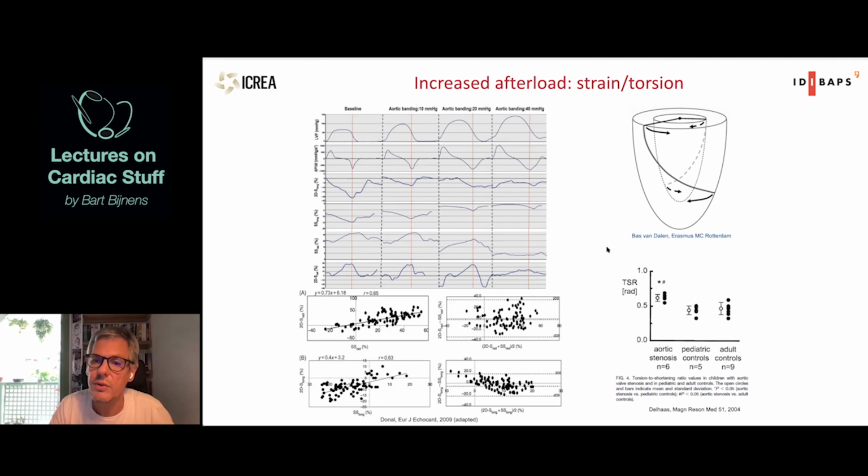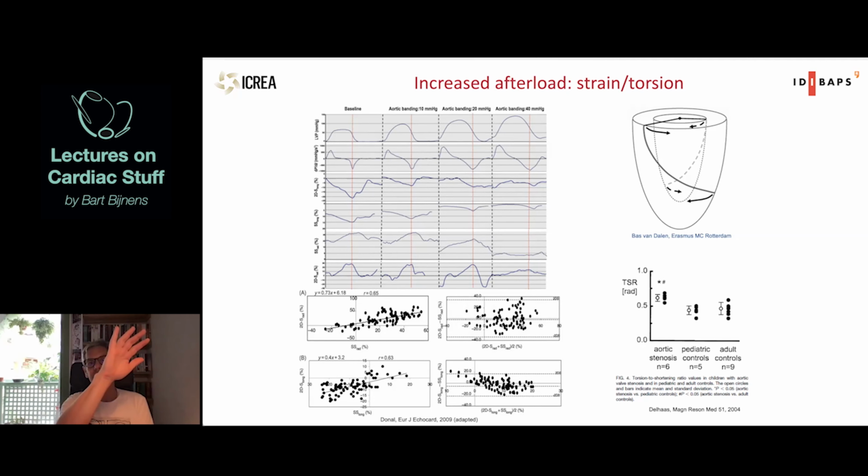Now, interestingly, what you can also see there, when we look at the rotation or the twisting, is what we said before: the rotation, the twisting of the base with regard to the apex, is actually because of the obliqueness of the orientation of the myocytes within the wall.